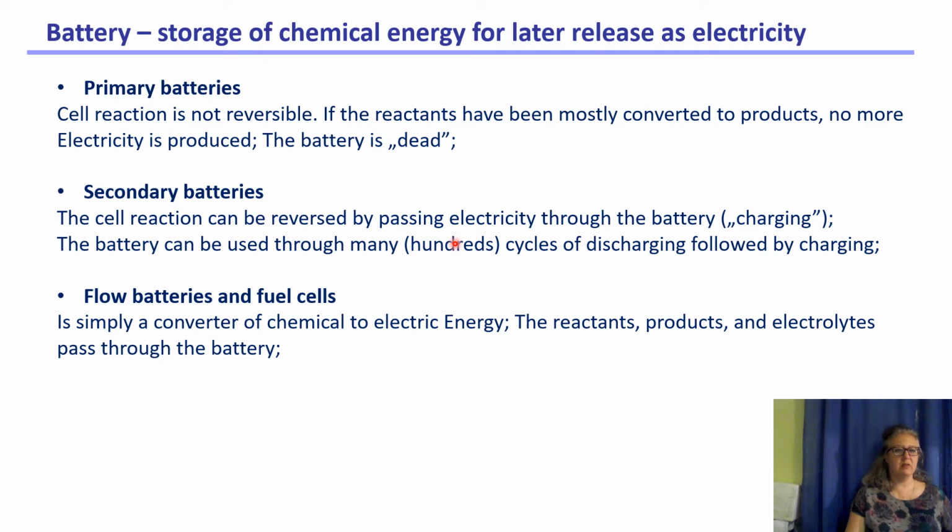If the reactions are irreversible, the battery cannot be charged again. This type of battery is called a primary battery. In contrast, the secondary batteries are rechargeable because the chemical reactions that proceed in the battery are reversible. The flow batteries convert chemical energy into electrical energy by a chemical reaction.